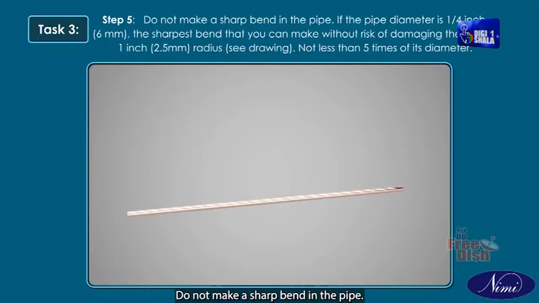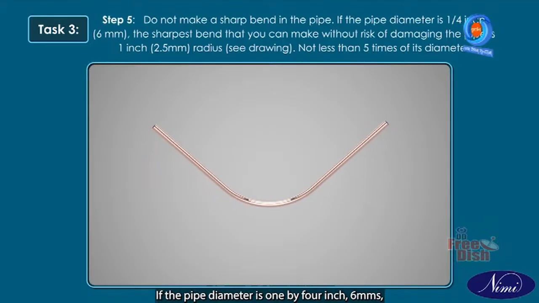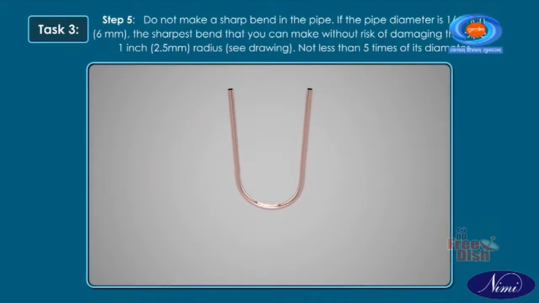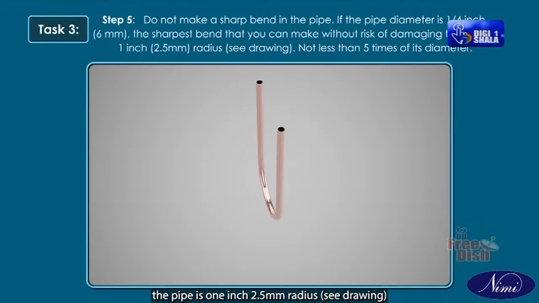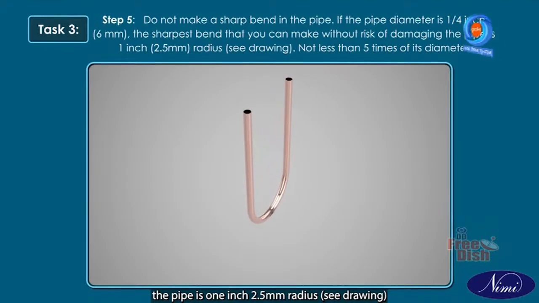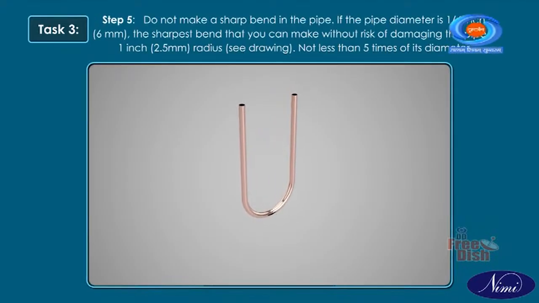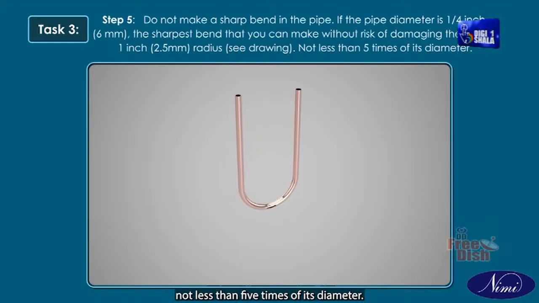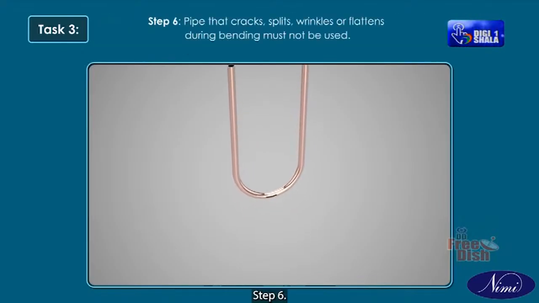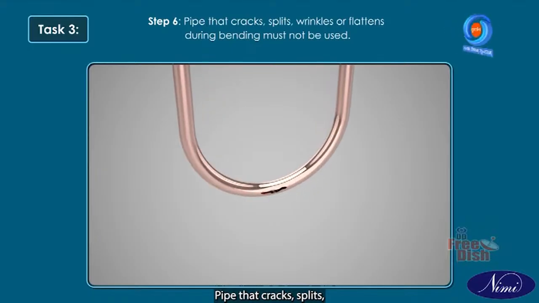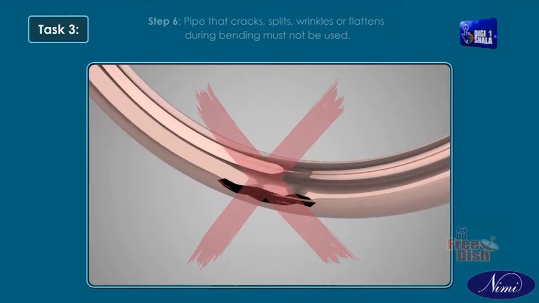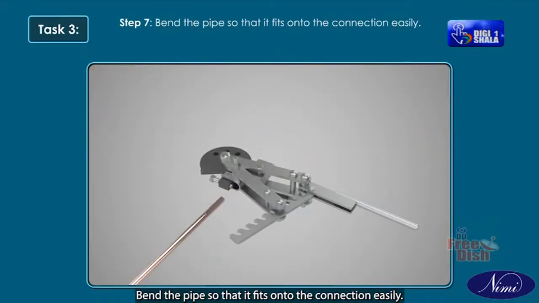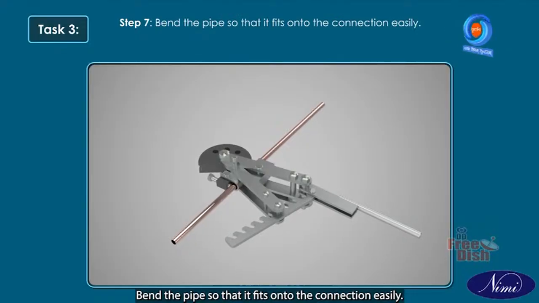Step 5. Do not make a sharp bend in the pipe. If the pipe diameter is 1/4 inch, 6 mm, the sharpest bend that you can make without risk of damaging the pipe is 1 inch, 25 mm radius. See drawing, not less than 5 times its diameter. Step 6. Pipe that cracks, splits, wrinkles or flattens during bending must not be used. Step 7. Bend the pipe so that it fits onto the connection easily.